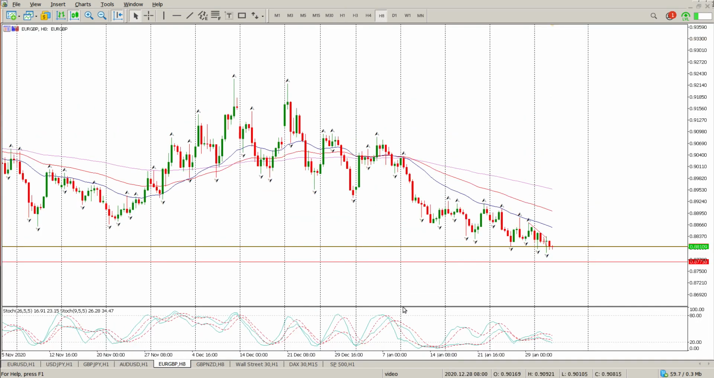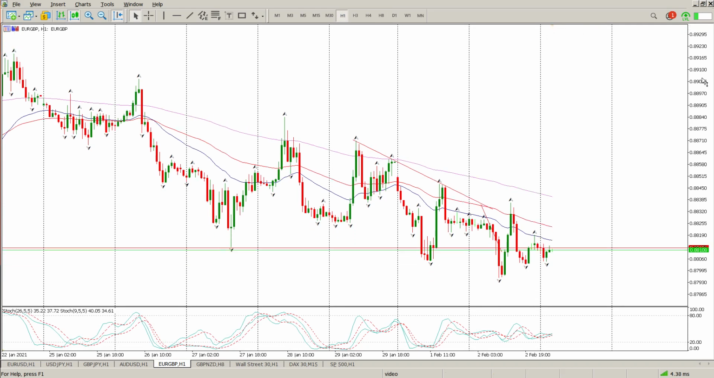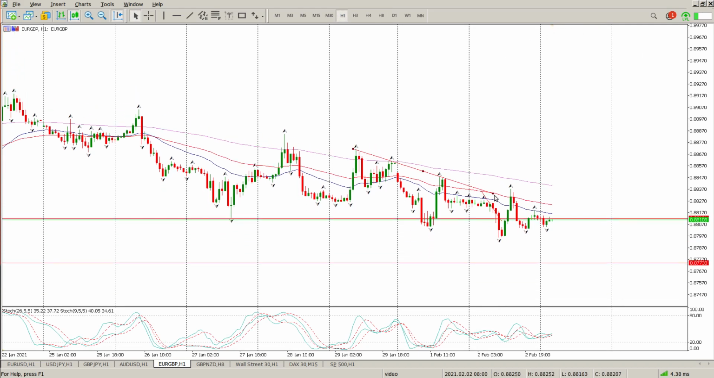Euro, British pound. So we are still flirting with this level here of 088121, and I think I'm going to put this on the back burner for now. We are really trying hard to do something.